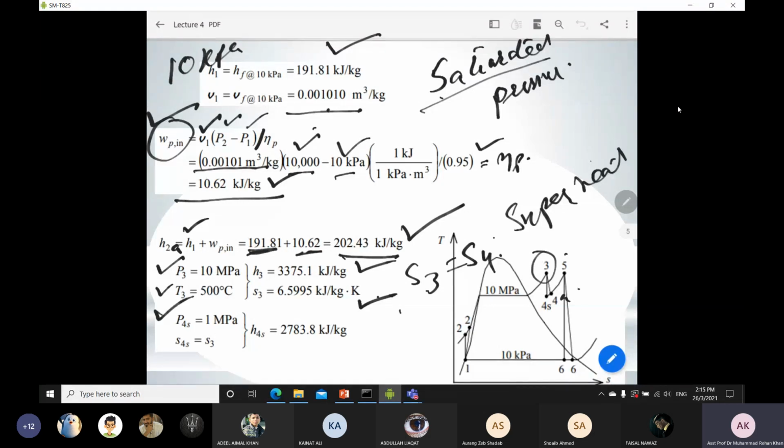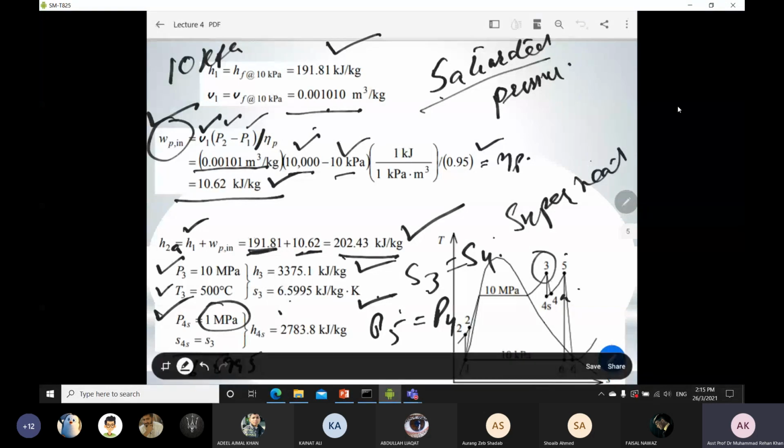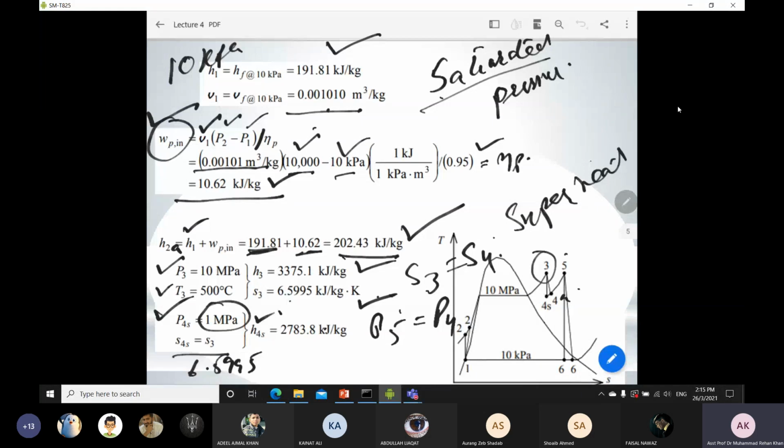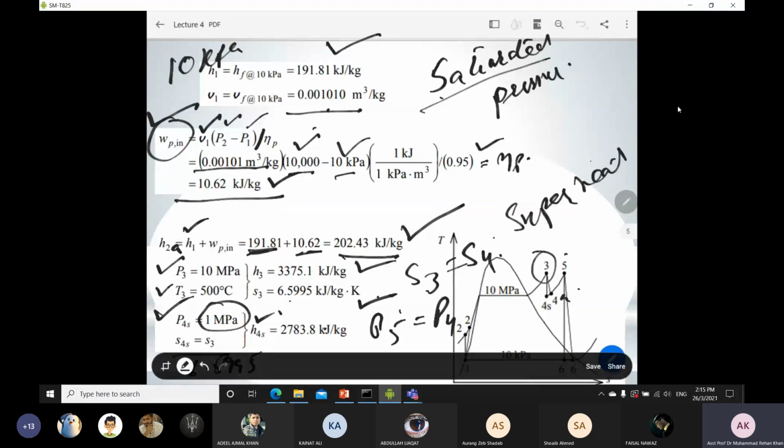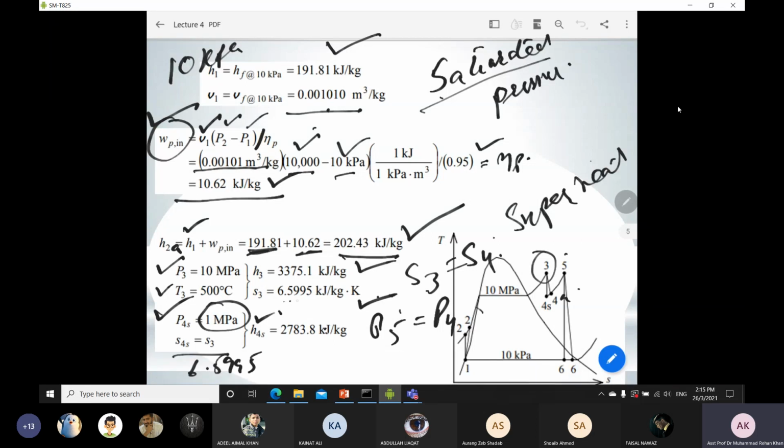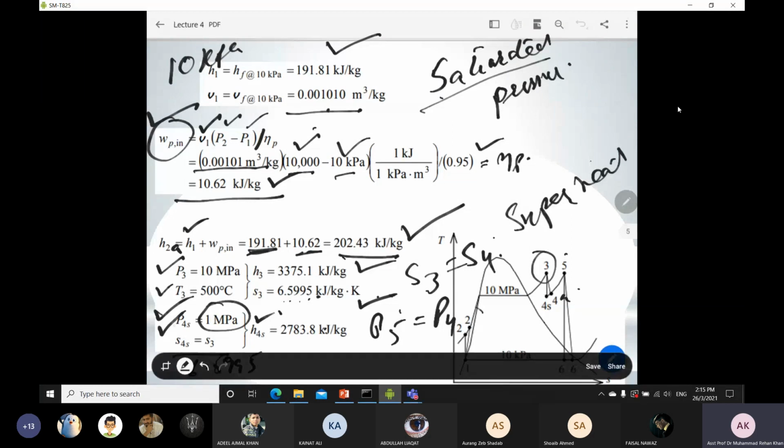For 4S, you already know 1 megapascal is given in the question. Because P5 is given, P5 is equal to P4, and S4 is equal to S3, meaning our second value, 6.5995, is also given from the previous step. So now the question is how to find H4S. Again, we have to use interpolation. We already know how to do interpolation, but we will quickly see how to perform it for this one. First you have to note the value of 6.5995 in your notebook, and P4S is 1 megapascal, because we have to use these values in order to find the enthalpy at state number 4S.